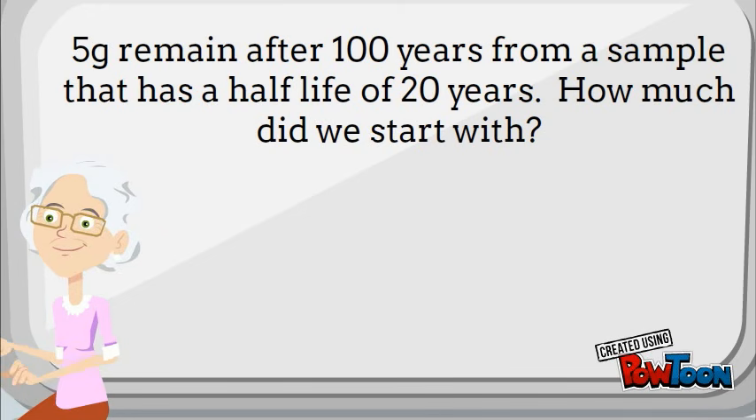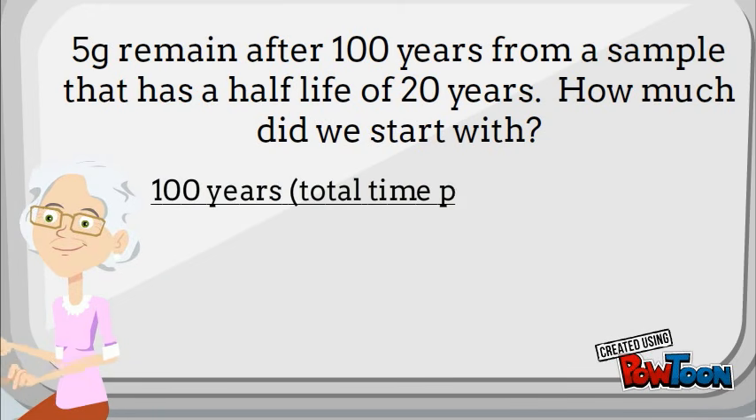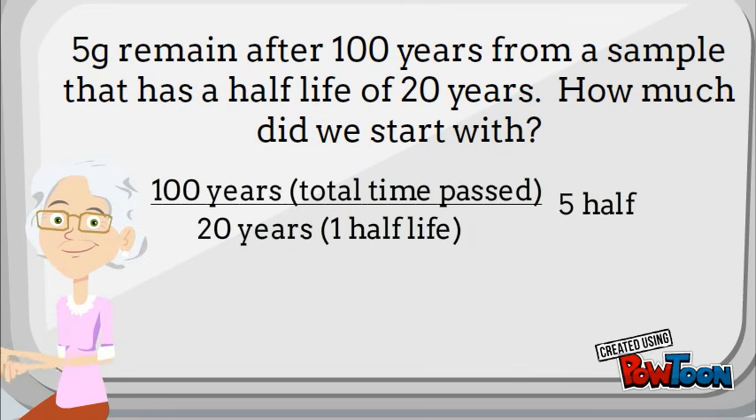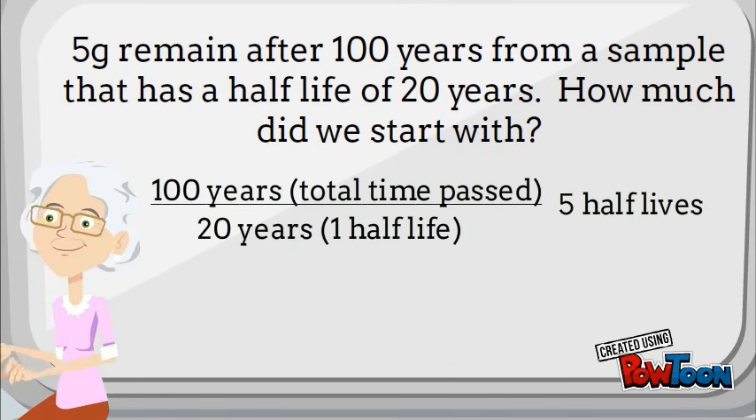We're still going to start with 100 years as the total time passed, and we're going to divide it by 20 years, which is 1 half-life. We end up with 5 half-lives. So we have to put this 5 gram sample through 5 half-lives going backwards, essentially.